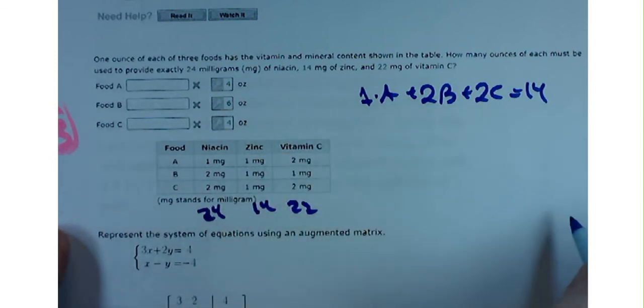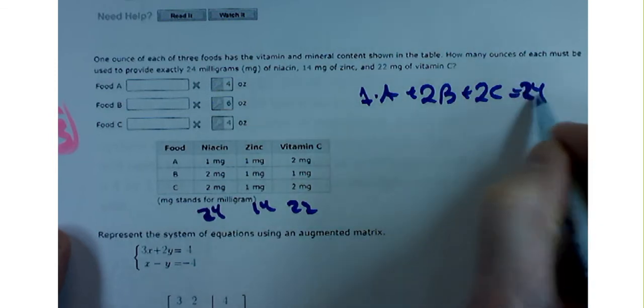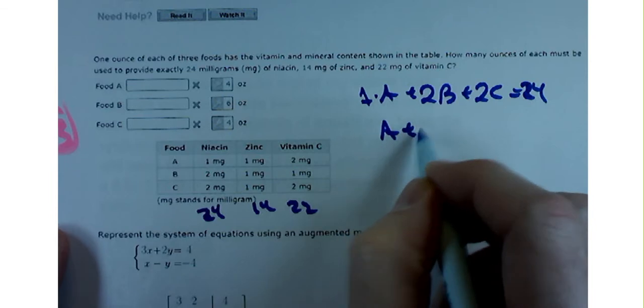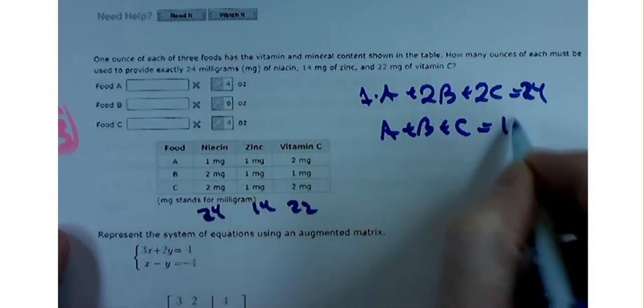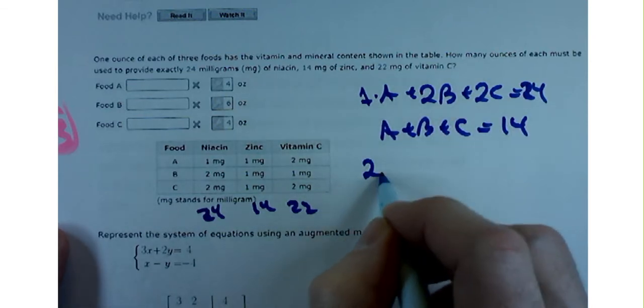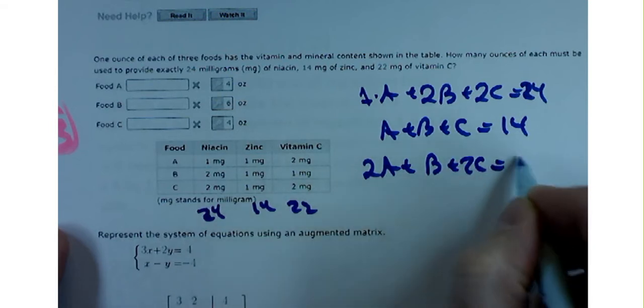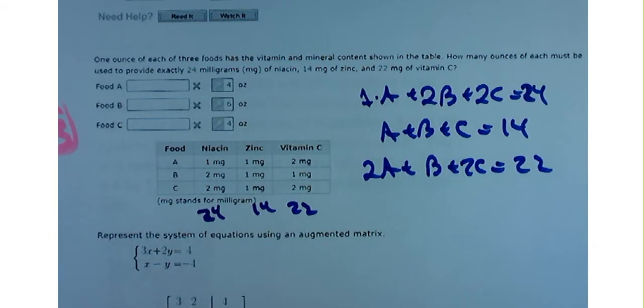I hope I got the answer right though? Yeah, okay. Yes, you did. All right, 24. All right, good. The other equations would be A plus B plus C equals 14, and then 2A plus B plus 2C equals 22. Yay! All right. What else?